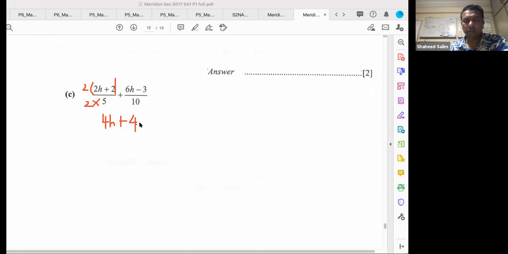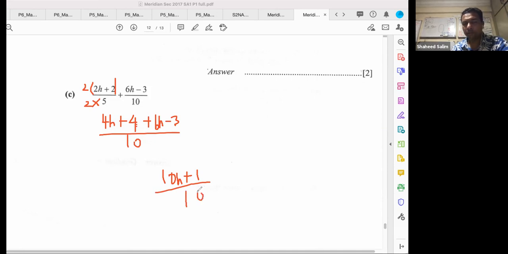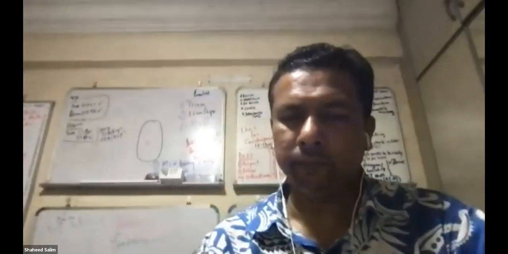And plus, oh, sorry, yeah. Plus 6h minus 3. Then this is over 10. So you can see 4h plus 4h, 10h. 4 minus 3, you get 1. Plus 1, because the positive number is bigger. And this is the answer. Okay, well done if you get it. Move on to the next one.